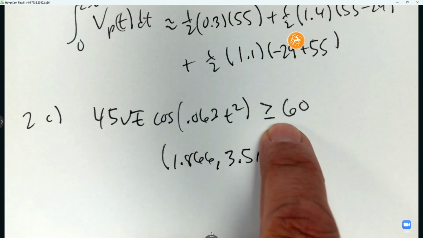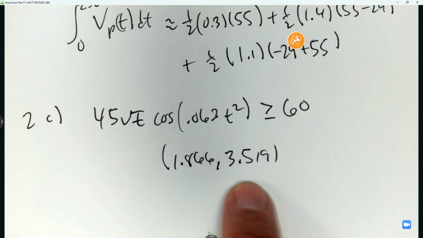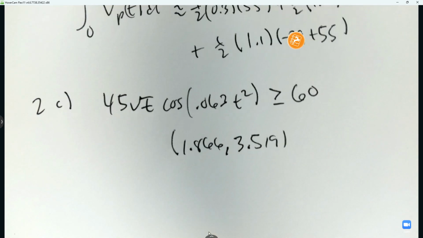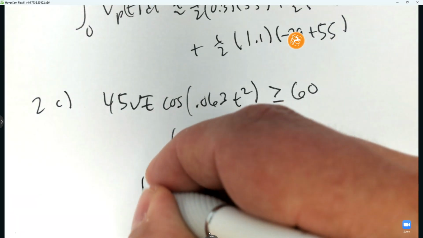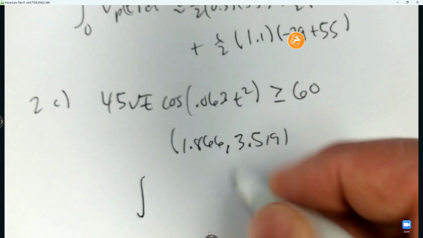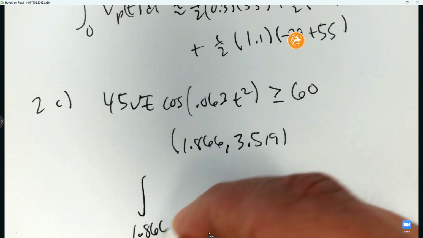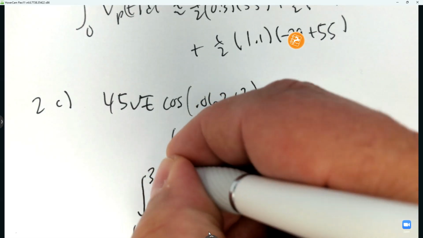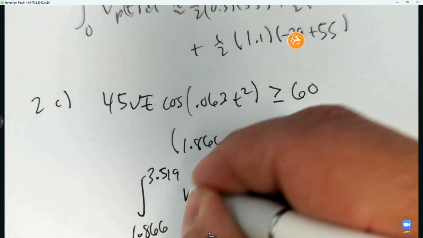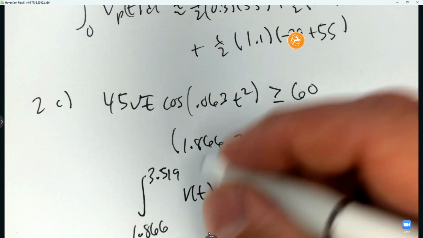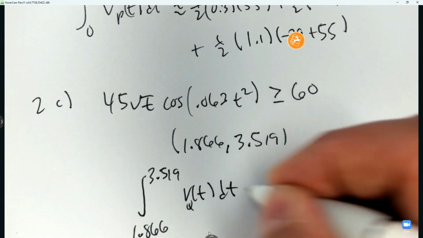So this equation's greater than or equal to 60 from there to there. Then it asks, find the distance traveled. So to find that distance traveled, that's an integration question. We're going to use those as my bounds. So 1.866, 3.519, and we're going to integrate that velocity for Q.